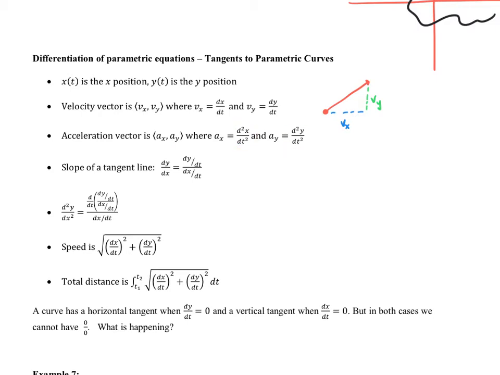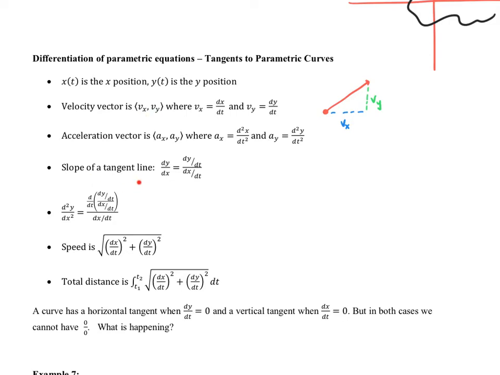Okay, so these two are really important, but don't be too nervous. You're not going to really be asked a whole lot beyond just can you find the velocity vector or can you find the acceleration vector. But keep in mind that these values are called components. Okay, so these are the components of each of the vector.